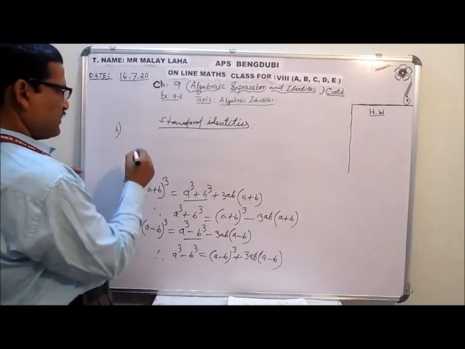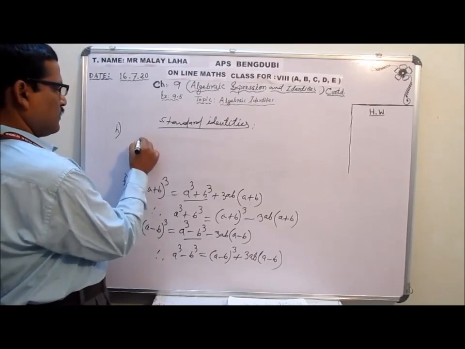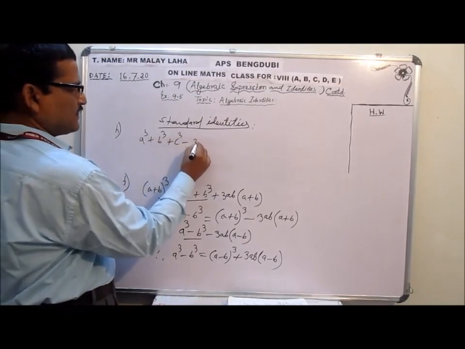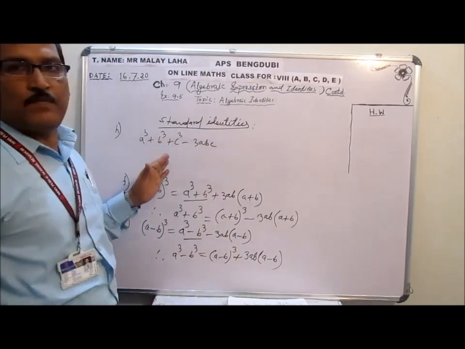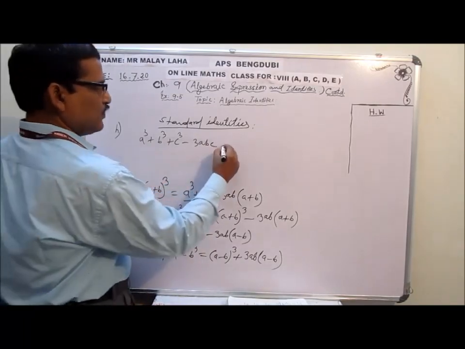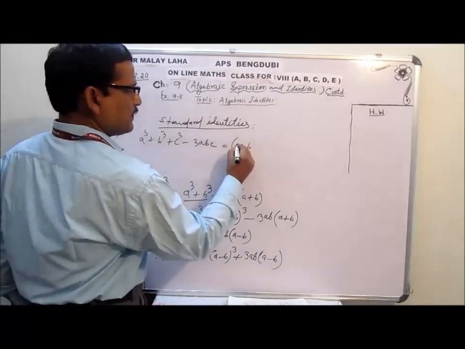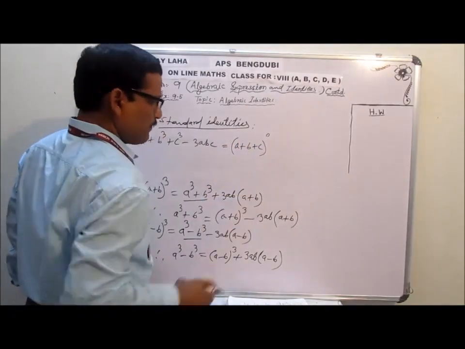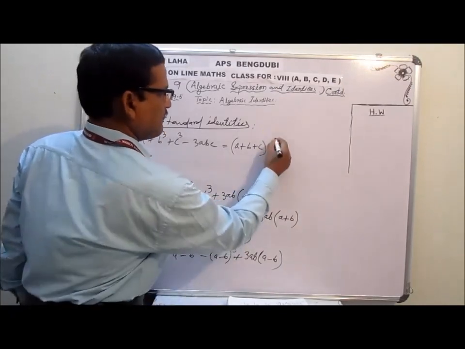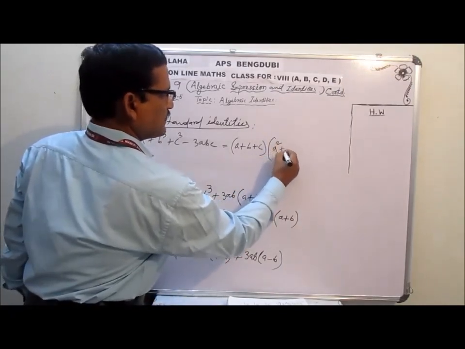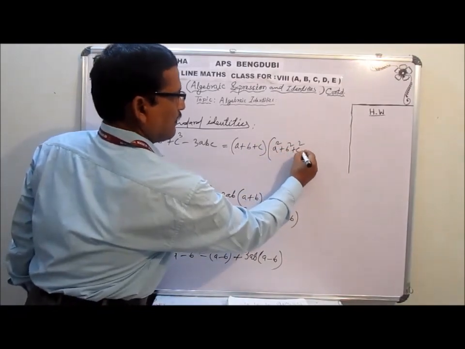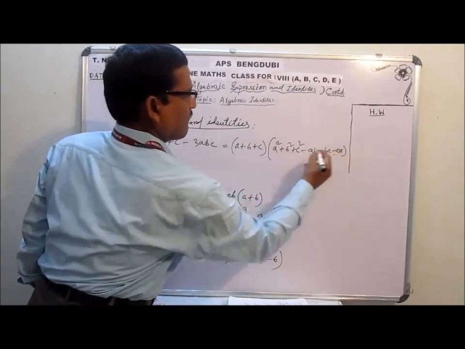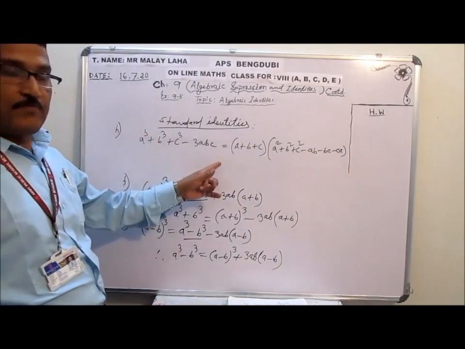Clear? Another identity, that is a cube plus b cube plus c cube minus 3abc. This type of expression, when it is there, that will be what? a plus b plus c multiplied by a square plus b square plus c square minus ab minus bc minus ca. Okay, this is a very important expression.